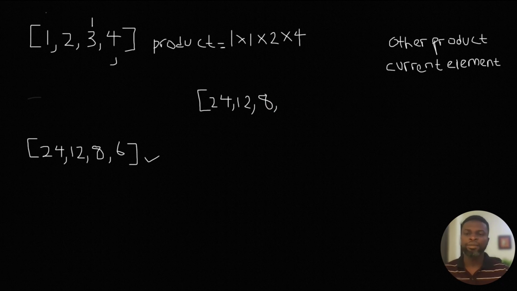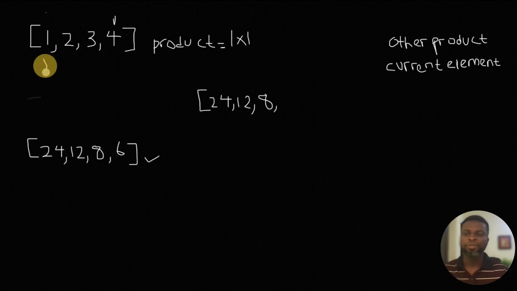Now I'll reset the product back to 1. I'll move j to the first element in the array, and then I'll move i to the last element in the array, which is 4. Now I include the value of j in the product. The element j is pointing to, I'll include that in the product, which is 1.